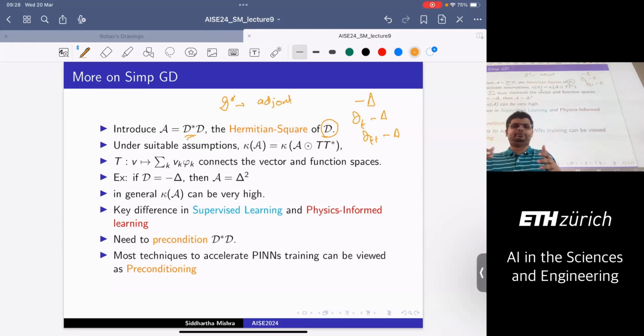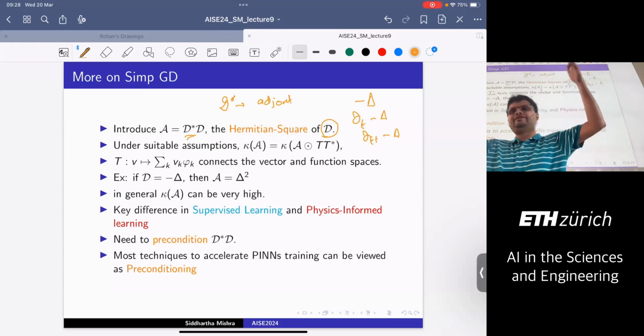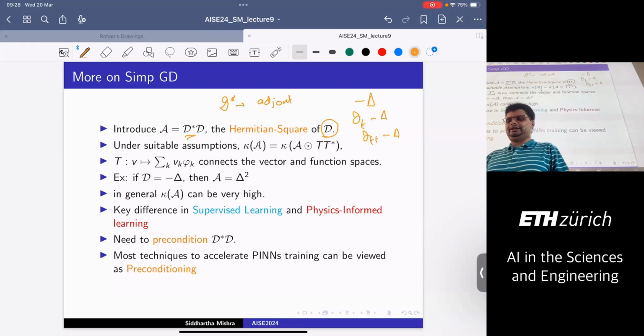Remember that if you have a matrix, you know what the transpose of a matrix is. Similarly, if you think of an operator as nothing but an infinite dimensional matrix, then the adjoint is nothing but a suitable version of the transpose. I don't have to define it now. I'll give you some examples and then you'll see what this operator is going to be.